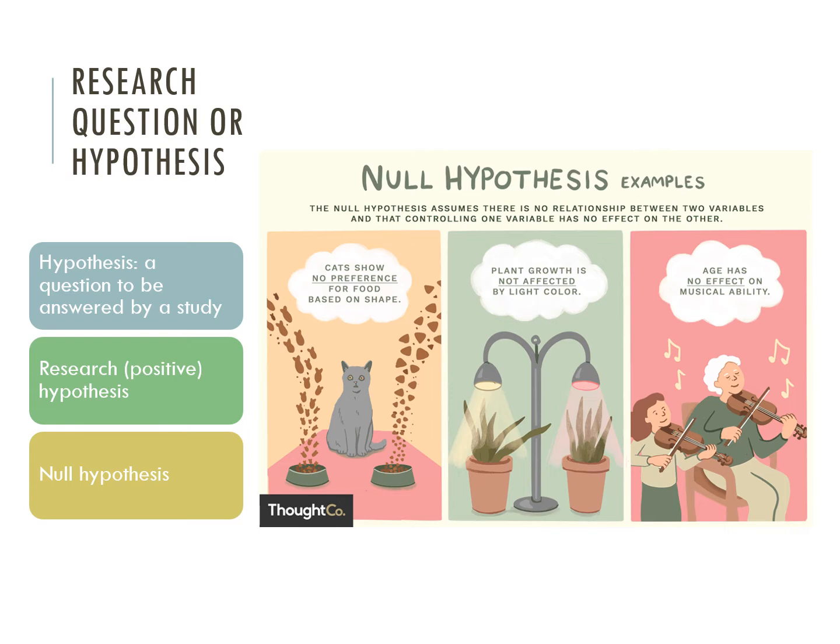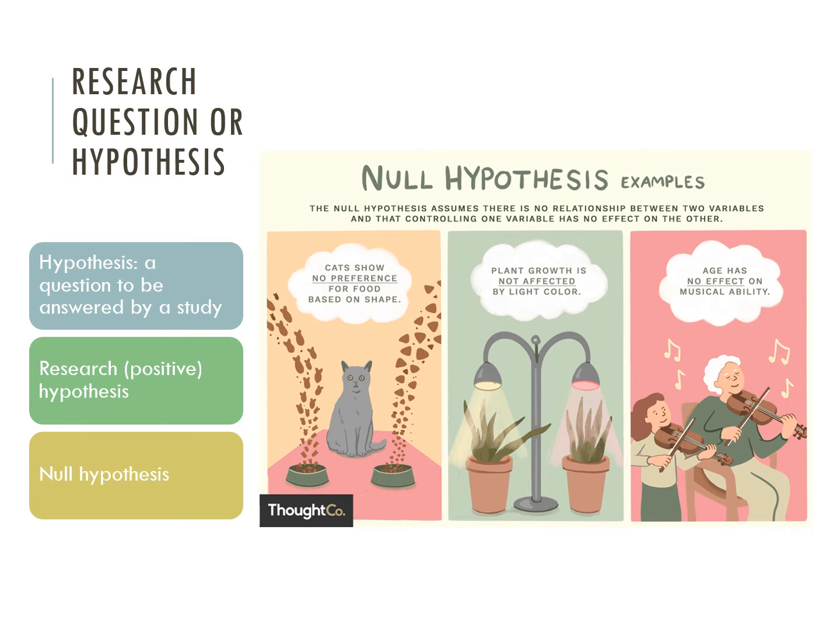So the image here is that the null hypothesis assumes there is no relationship between the two variables, and that controlling one variable simply doesn't affect the other one. Okay, so in this one, cats show no preference for food based on shape. I personally think that's true. I don't think cats choose based on shape. I think they probably go off of smell.